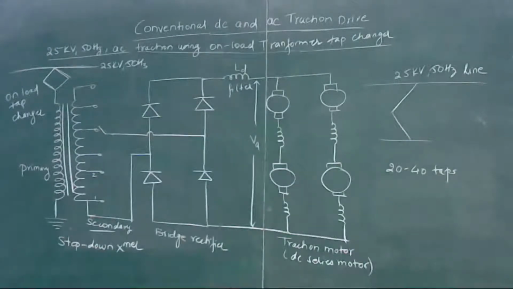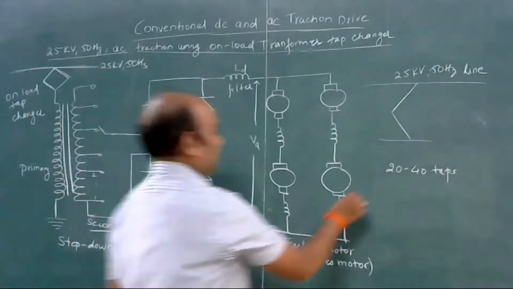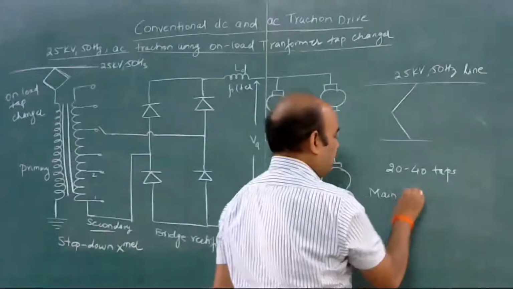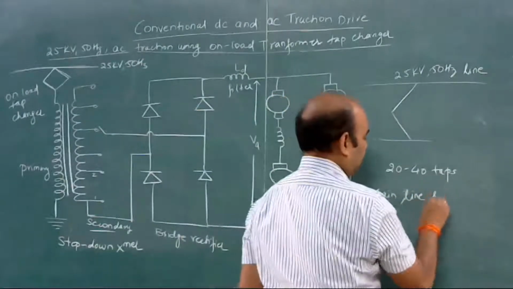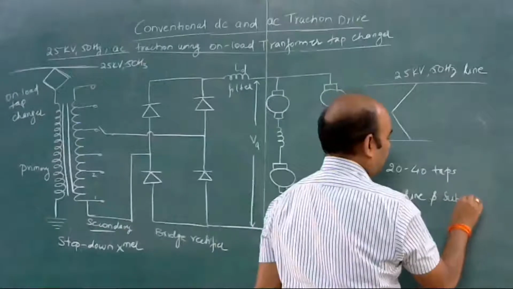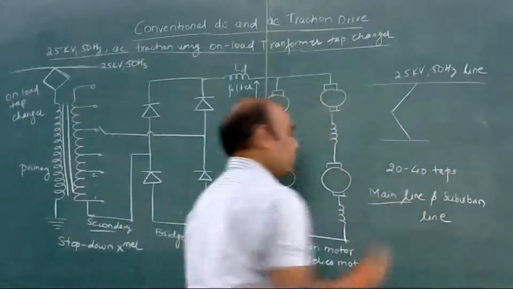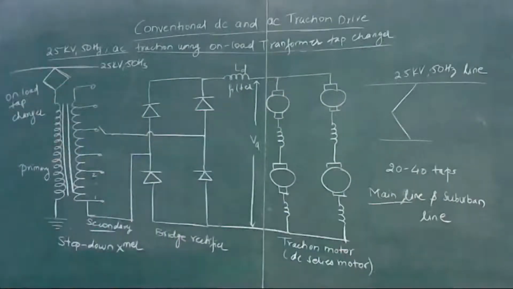So this type of arrangement is used in both mainline and suburban trains. Mainly it is used in mainline.